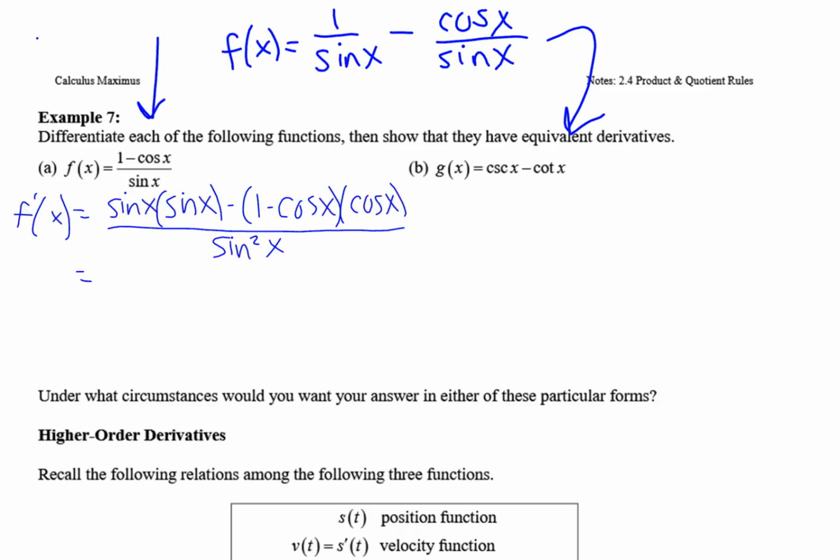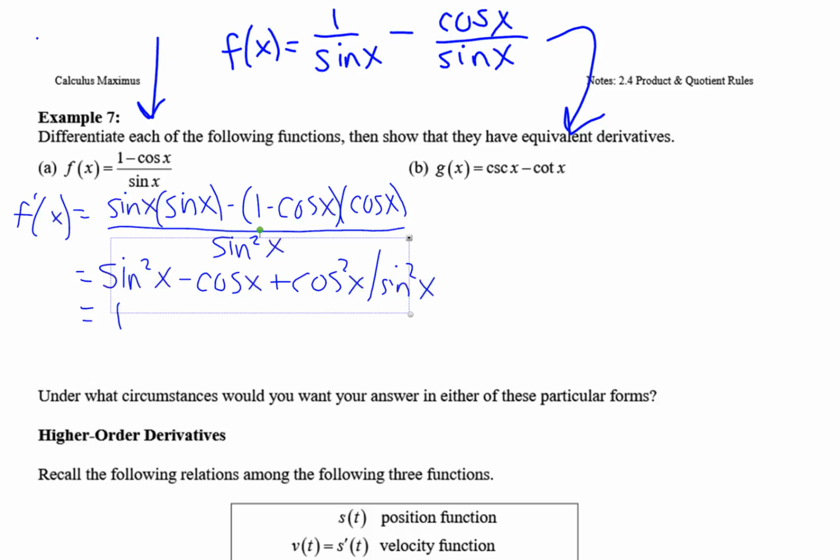Okay, we know we're going to have to find equivalent derivatives, so we should probably start simplifying a little bit. Sine squared of x minus 1 times cosine of x plus cosine squared of x, and that's all over sine squared of x. Sine squared plus cosine squared, that's 1. So we have 1 minus cosine x over sine squared x.